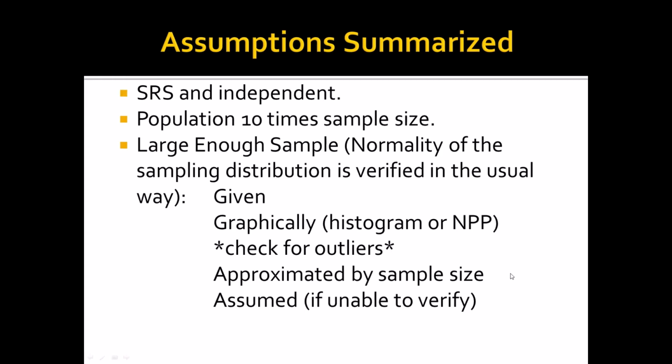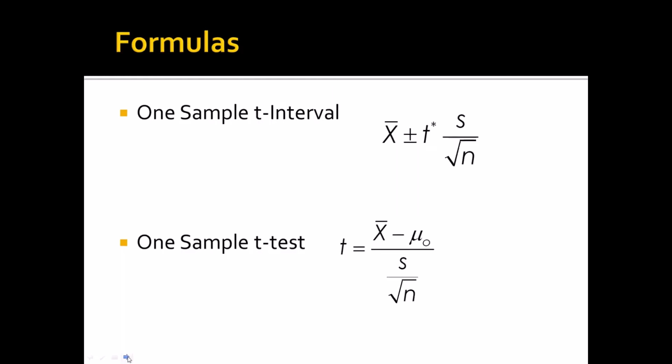If you're at 30 or more, you're going to approximate by the central limit theorem by your sample size. So that's good. And if you have no other way to move forward, nothing that you can claim for normality of your sampling distribution, then just assume it. And if you feel like you need to list it as a limitation at the end, that's fine. These are the underpinnings for your confidence interval: sample estimate plus or minus critical value, which in this case is a t star, times your standard error, s over square root of n. So standard error, margin of error, and confidence interval.